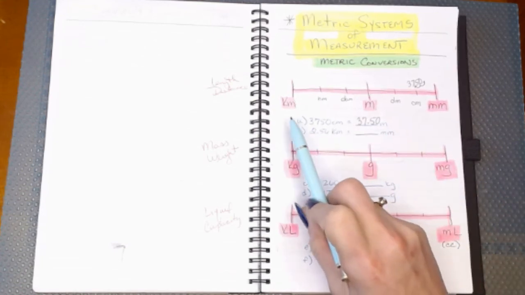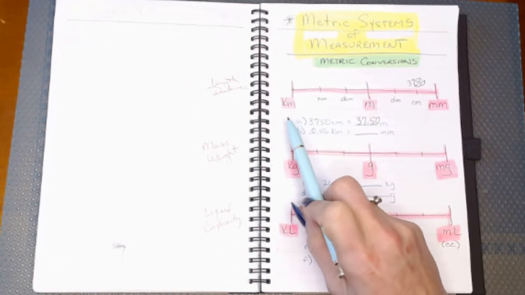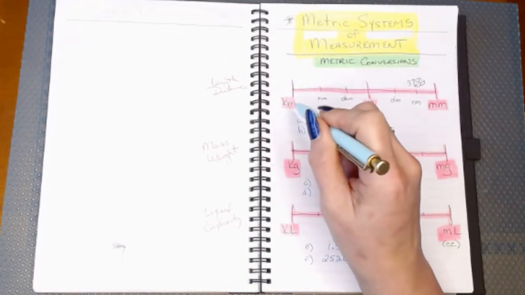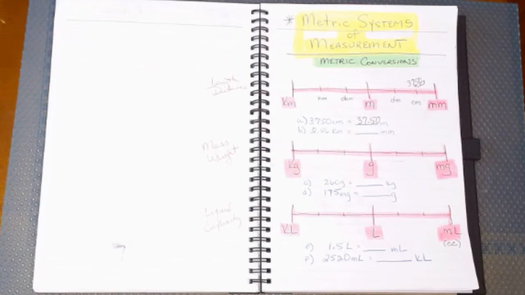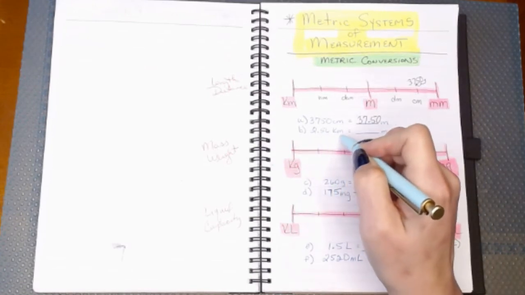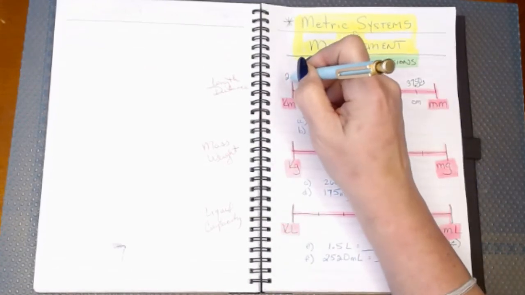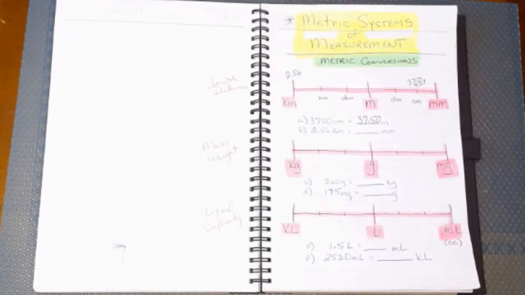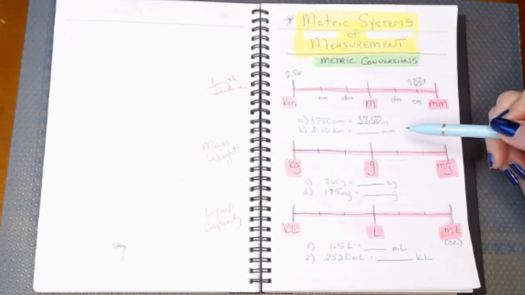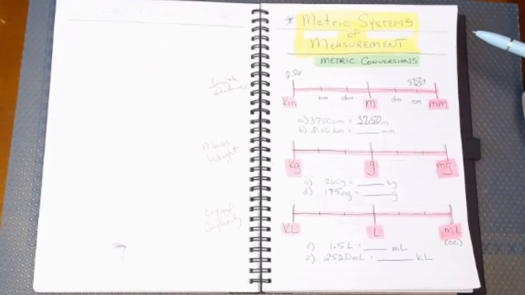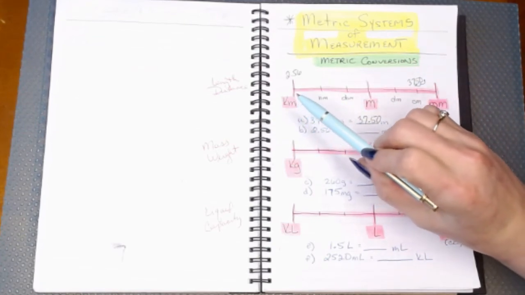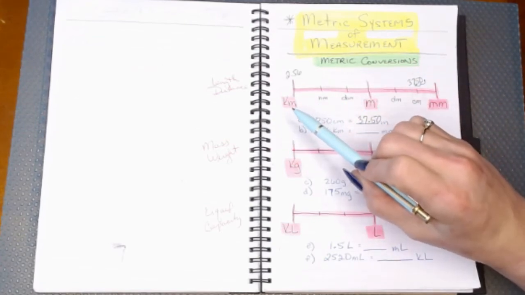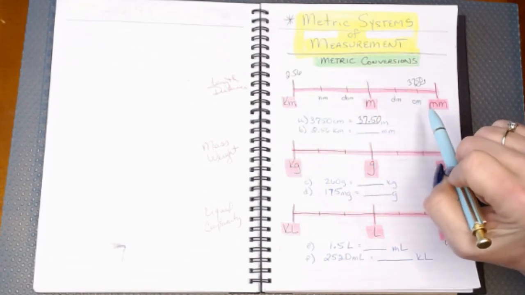All right, so kilometer, big, right? So kilometer, we're starting all the way on the left side. So I'm going to take my 2.56 kilometers. I'm going to take my 2.56 and I put it above my kilometers because that's how many kilometers they gave us. And what do they want us to change it into? Millimeters.